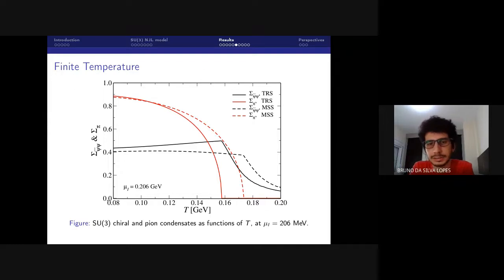Now, at finite temperature, you can see here the condensates against temperature for mu I equal to 206 MeV. The condensates melt with temperature, and the pion condensate shows a second order phase transition, and the chiral condensate seems a crossover type of transition.